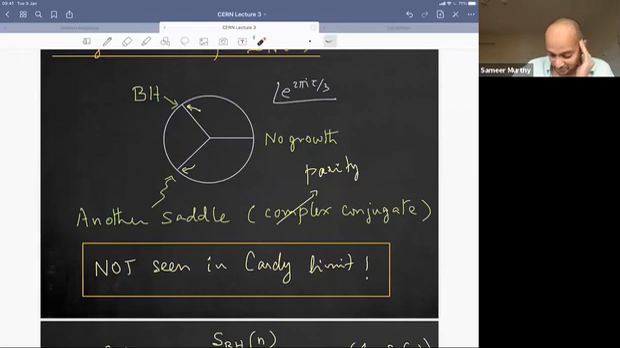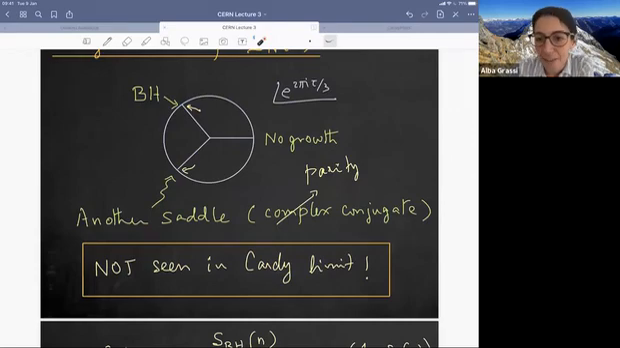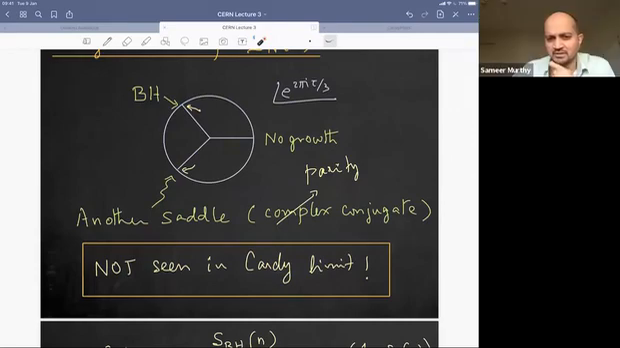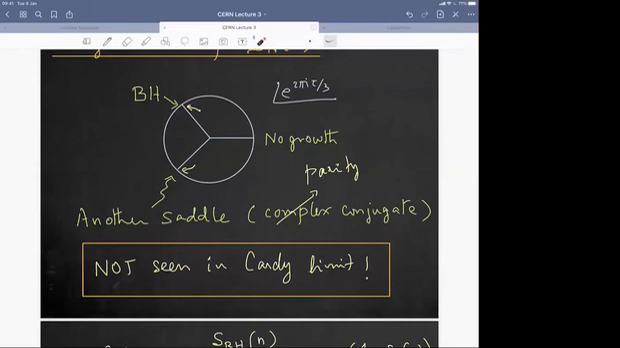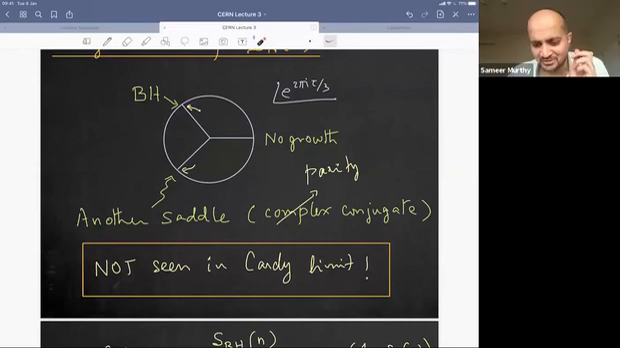You can ask what is the meaning of this saddle in gravity. We'll come to that in the next talk. Did I answer your question, more or less? Yes, Samir, I've got a question. Is it the right time to ask?